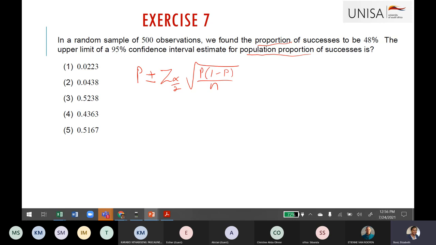So what are we given in the question? We're given our n, and you're given your p, which is your proportion. You don't have to calculate it. You are given the 0.95 confidence level. But read the question carefully. It says they are looking for the upper limit, and if we're looking for the upper limit, which part do we remove? The minus. We're only interested in the plus side. So you can do that calculation.